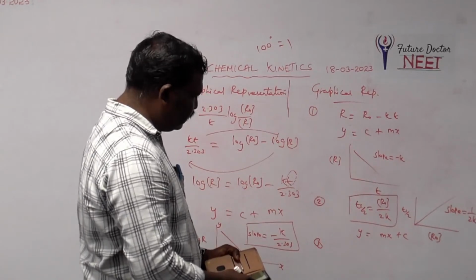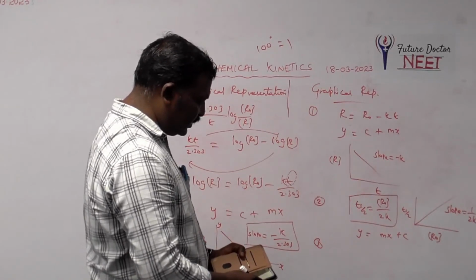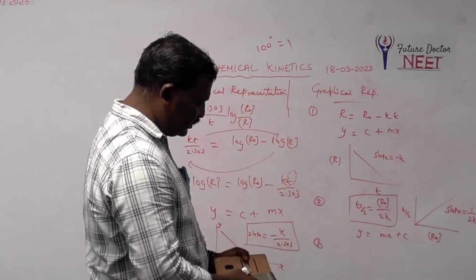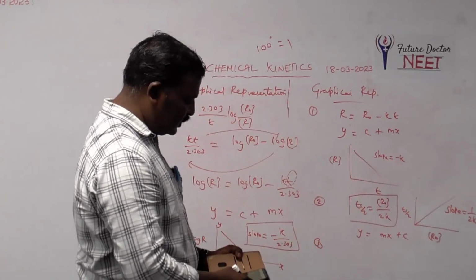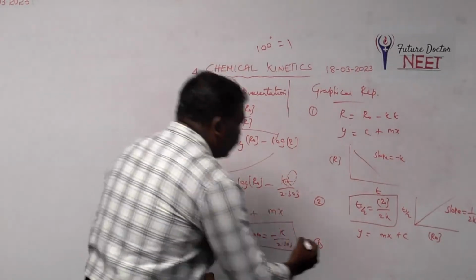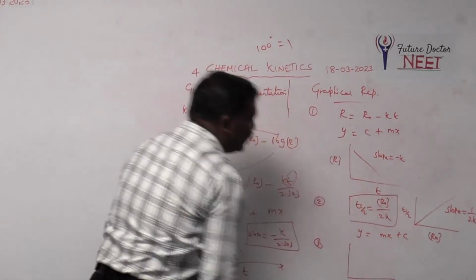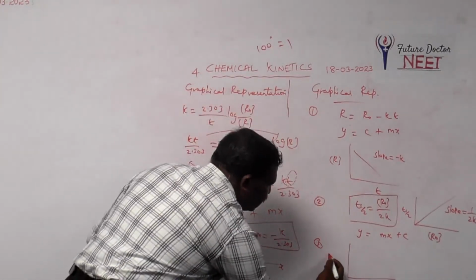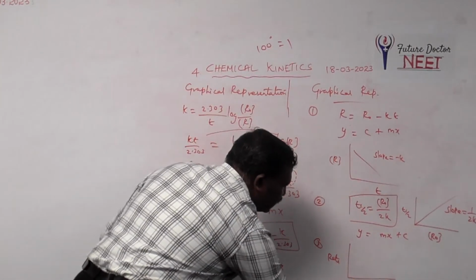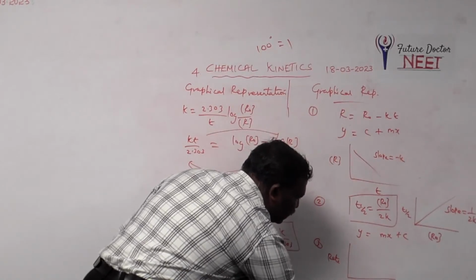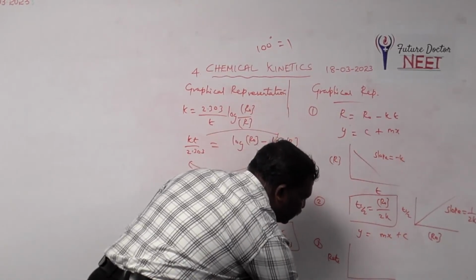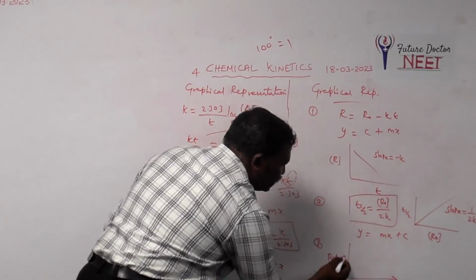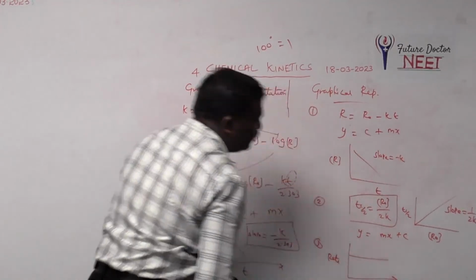One more graph, but this is not given in the textbook, but you should remember this one. See, different one. Rate in the y-axis, concentration of the reactant in the x-axis. The graph goes on like this.